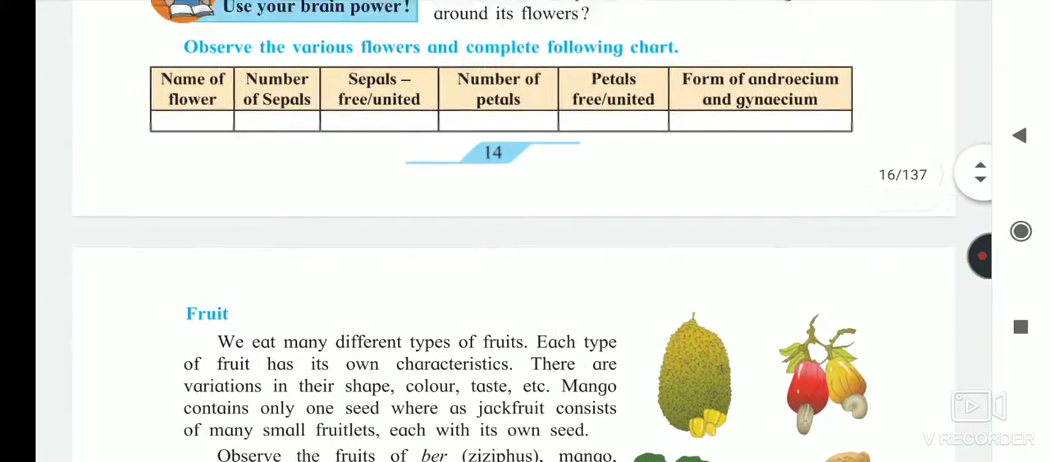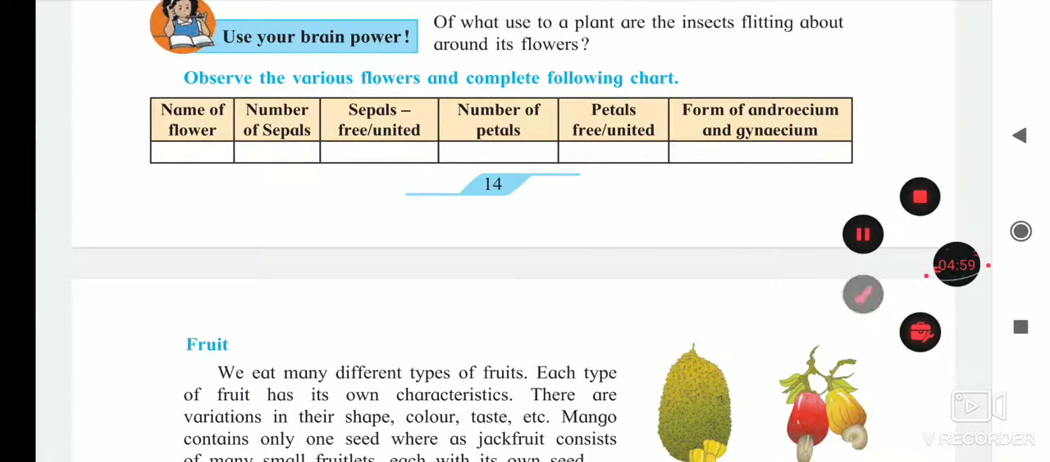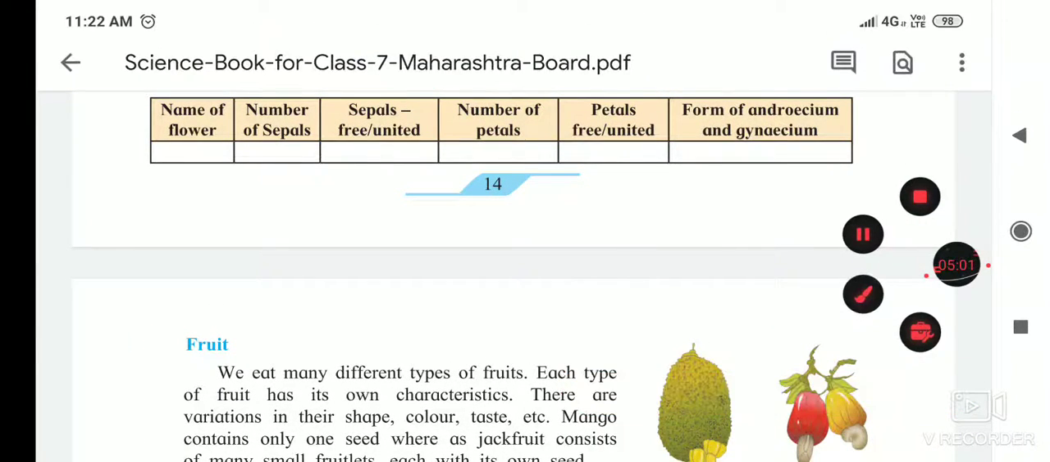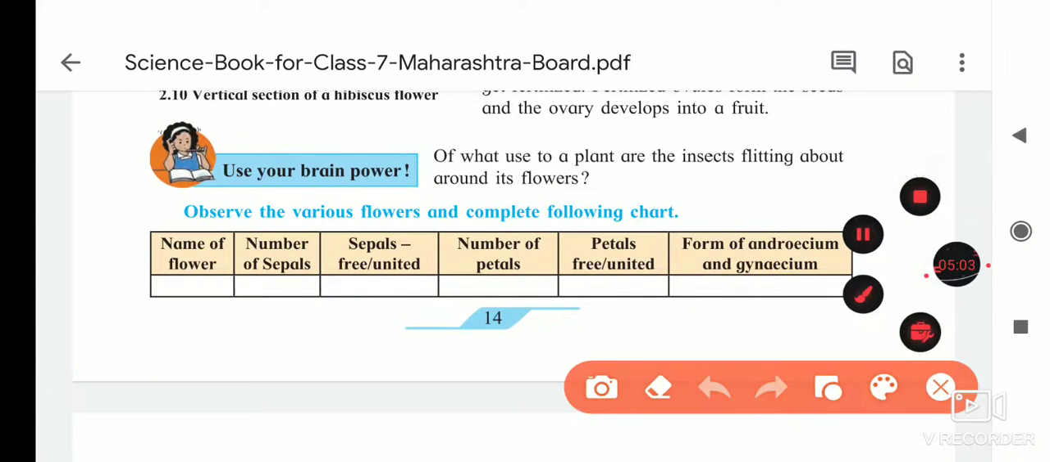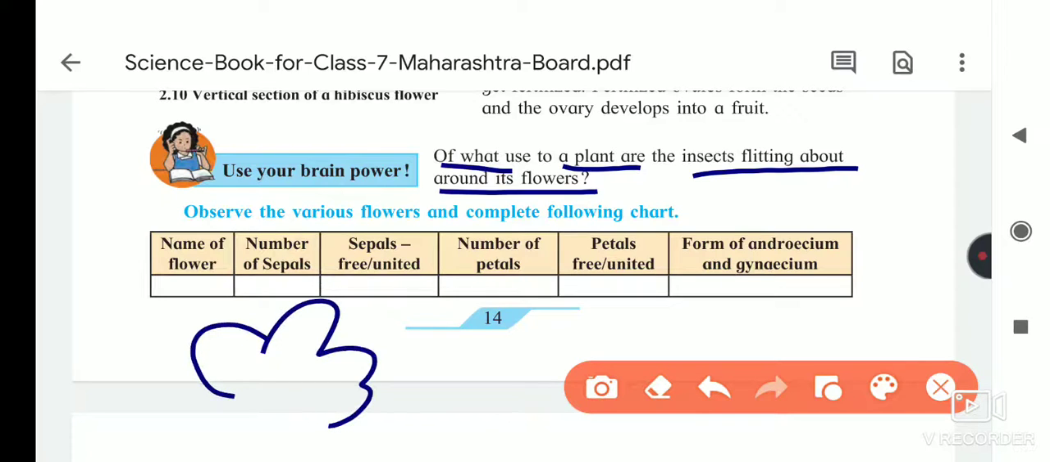Now we will see, first of all, the question that we are going to discuss today. What use is it to a plant when insects are flitting about around it? The insects are flitting, meaning they are visiting different flowers. Suppose this is a flower, and this is a bee. What happens when it is visiting? Which birds and which insects visit these flowers?